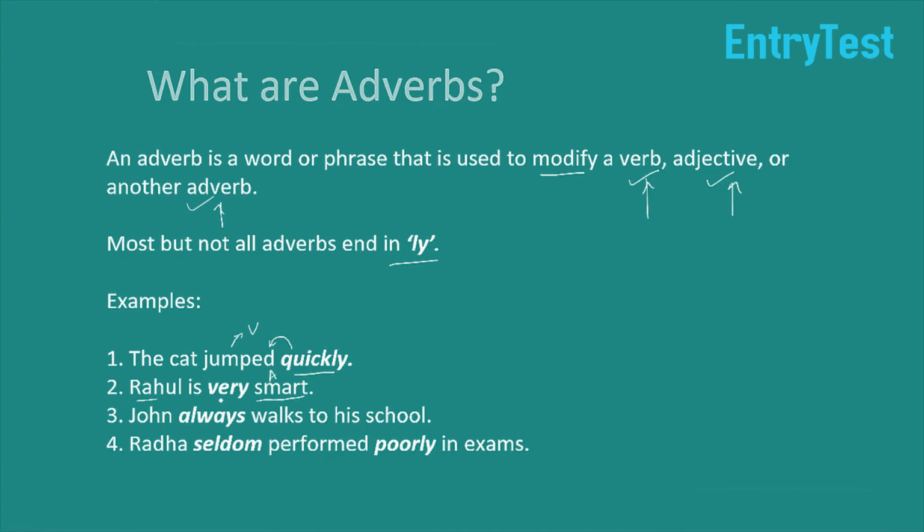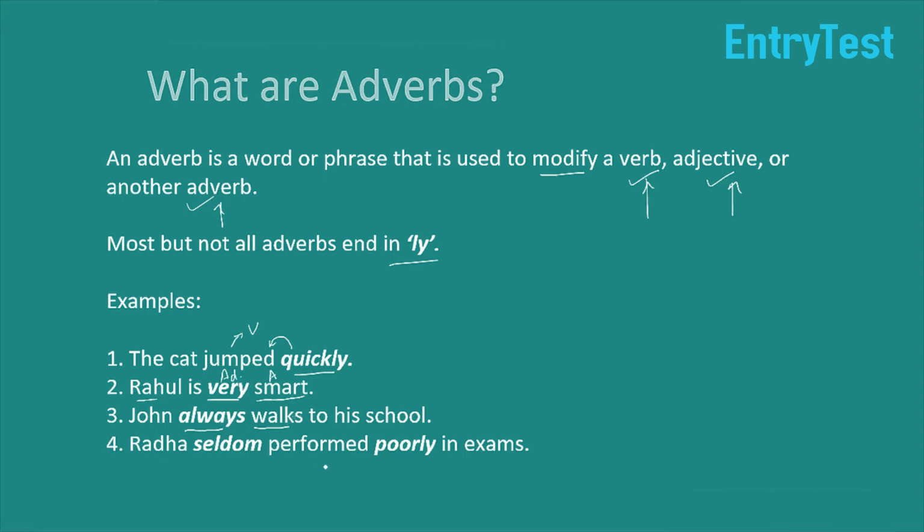Now, very is basically describing the word smart, that is an adjective. So very is modifying smart, hence it's also an adverb. Okay, next, John always walks to his school. So walk को कौन modify कर रहा है? Always. So here always is my adverb. Walk is the action or the verb.